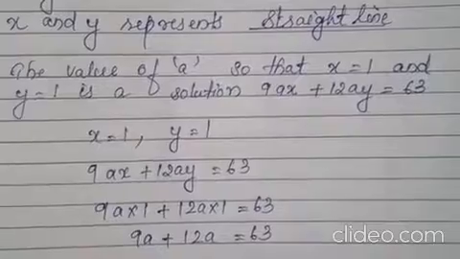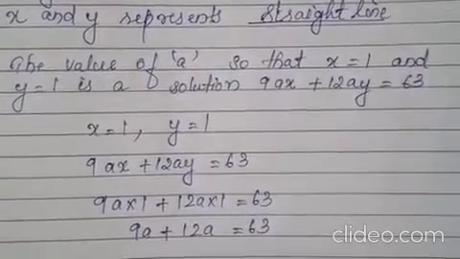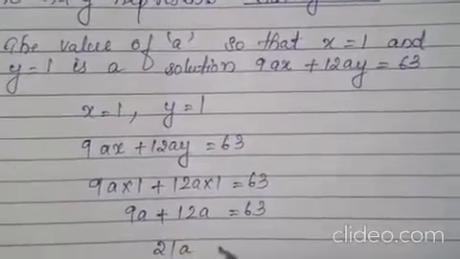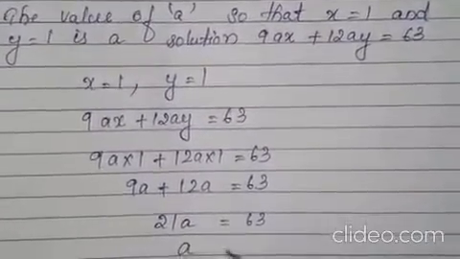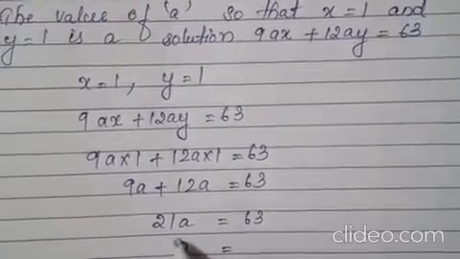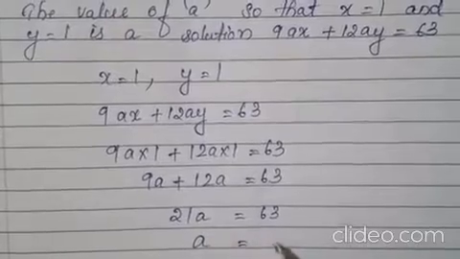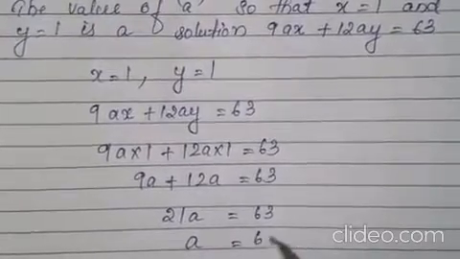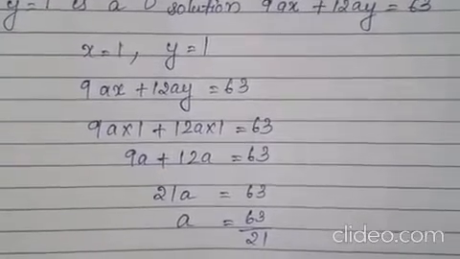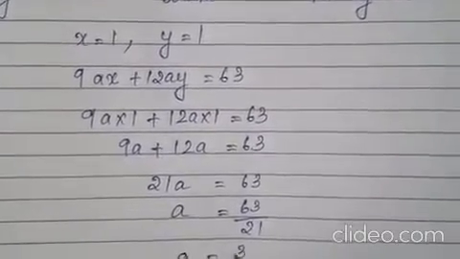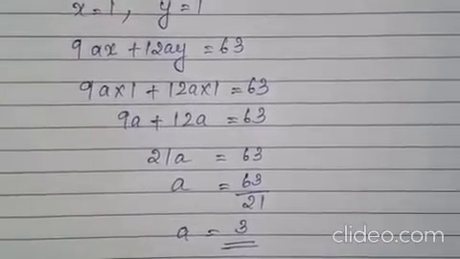9a plus 12a, these are like terms, so we add directly. We will get 21a equals 63. We have to find the value of a. 21a is a multiplication, and it will change to division when going to the right-hand side. So it will be 63 divided by 21. So a is equal to 3, since 21 3s are 63. The value of a is 3. Understood?